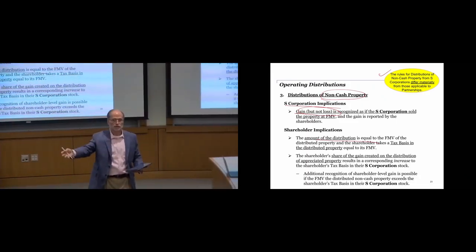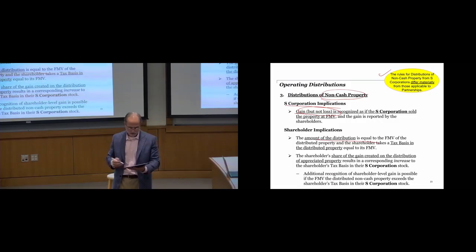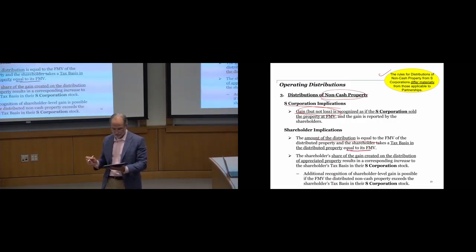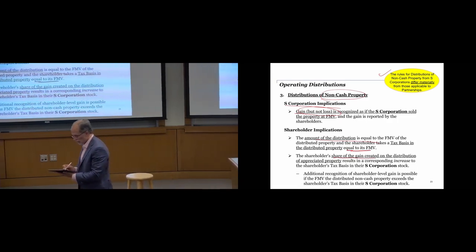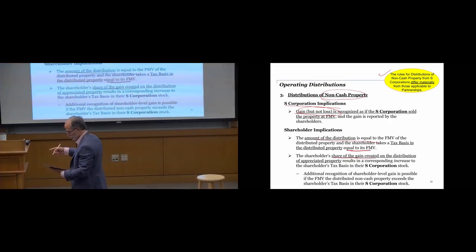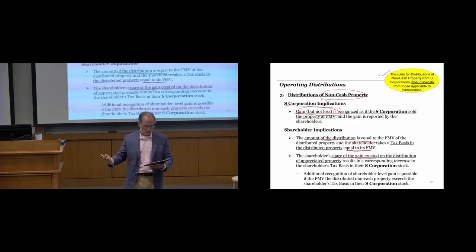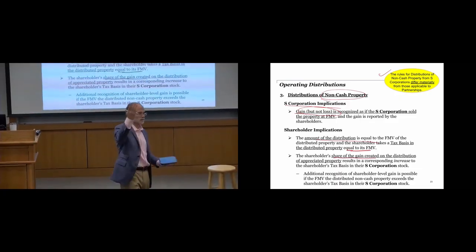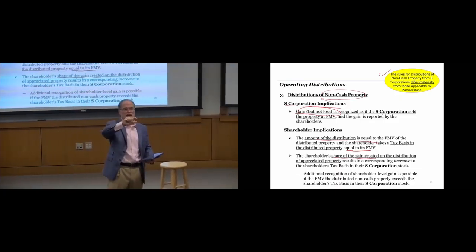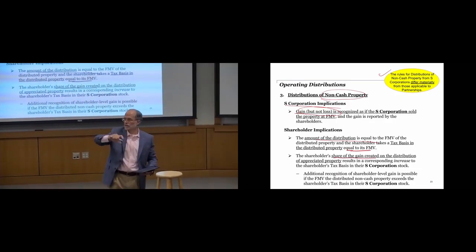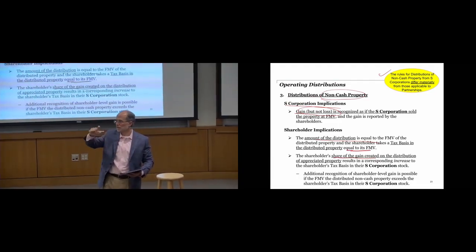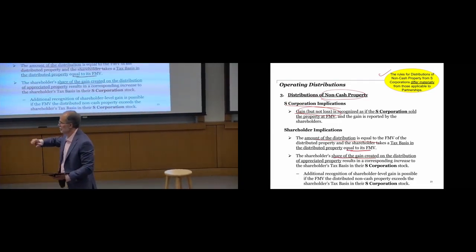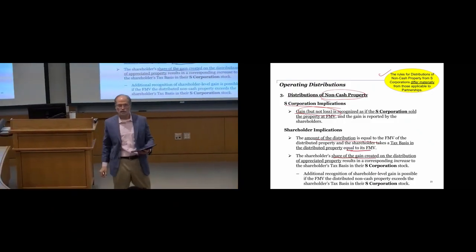So the shareholder takes a basis in the property equal to its fair market value. The shareholder's share of the gain created on the distribution of appreciated property, which I just mentioned, results in a corresponding increase to the shareholder's tax basis in the S corporation stock, because it's taxable and it flows through. So that first line in the dynamic slide showing the dynamic outside basis in the partnership, I would have more in that first line.